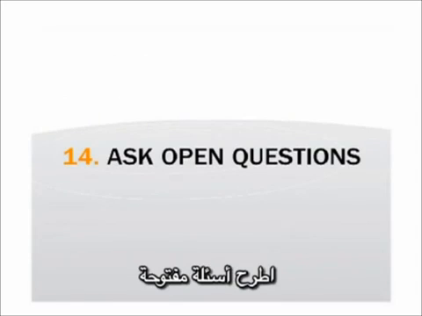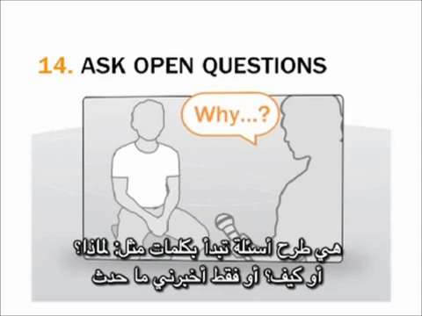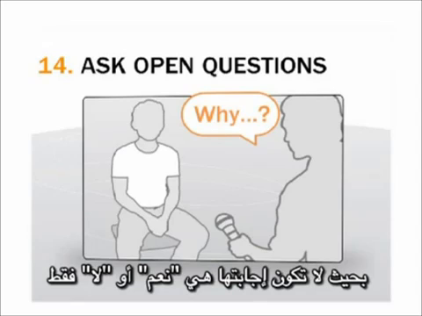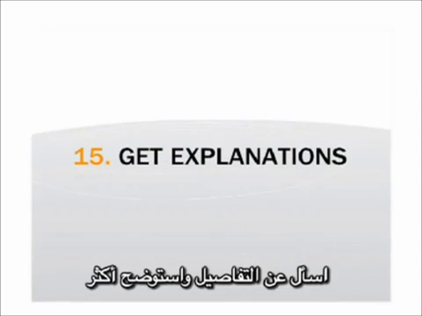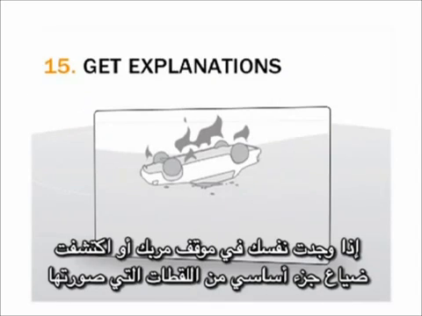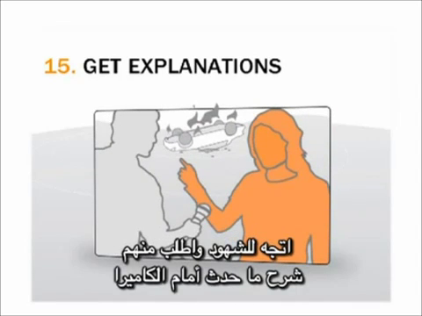Ask open questions. A good way to get the full story is to ask questions that begin with why or how or just tell me, and can't just be answered yes or no. And make sure you don't talk over your interviewee. Get explanations. If you're in a confusing situation or are missing a key piece of footage, turn to an onlooker and ask them to explain on camera what happened.